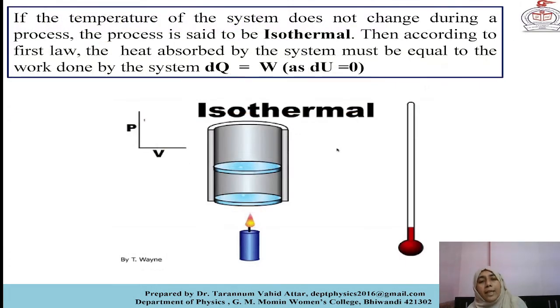The next process is isothermal. If the temperature of the system does not change during a process, then it is said to be isothermal. And according to the first law of thermodynamics, the heat absorbed by the system must be equal to work done, as there is no change in internal energy of the system. That means dU is equal to 0 and dQ is equal to W.